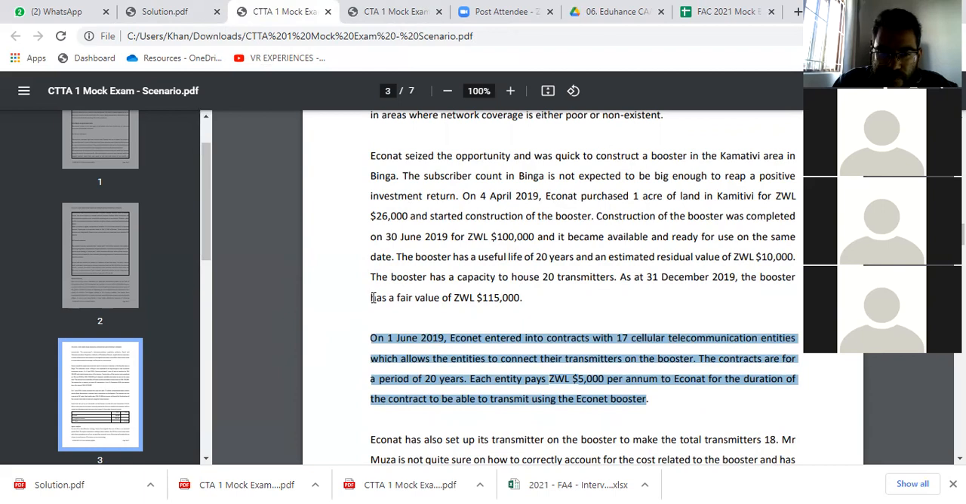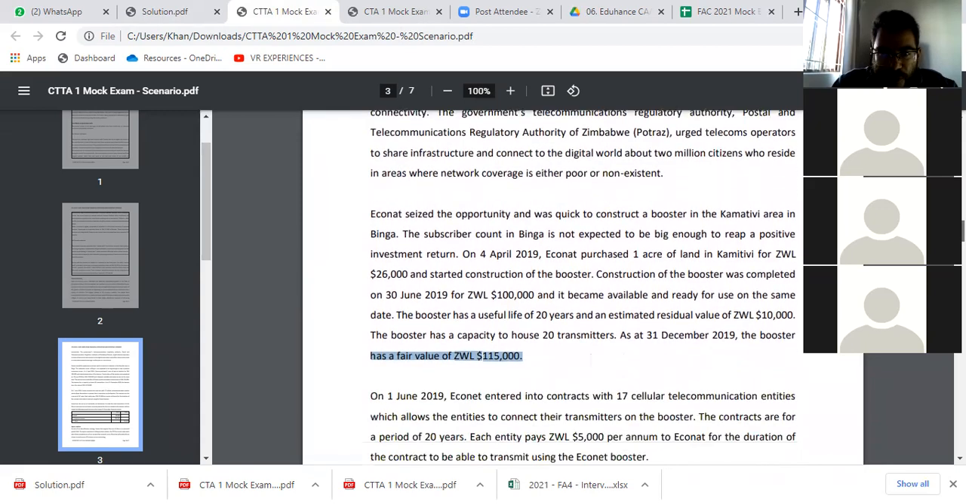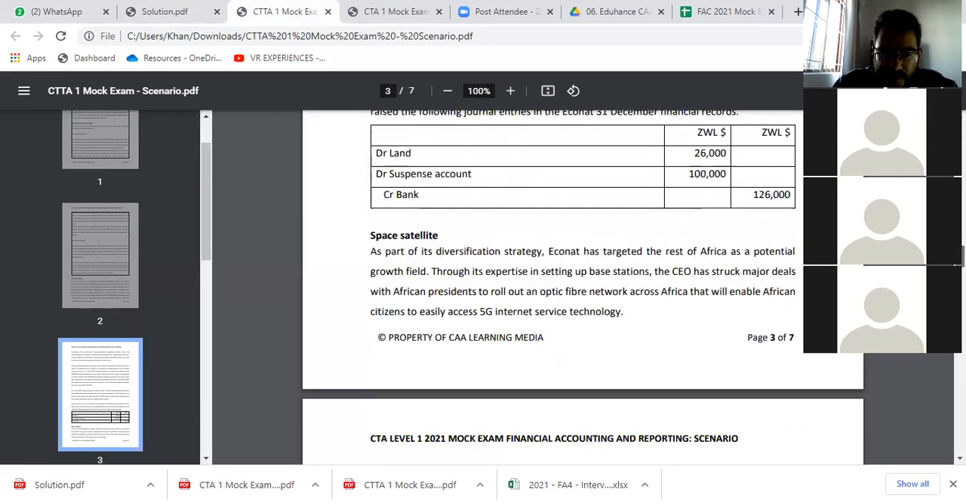Tax allowances are just, what can I say? If you've got an asset that you use, you deduct what we call capital allowances. For the booster, I think it's about 25%. Yeah, that's what I'm saying. How do you know it's 25%? Because they don't tell you here. So must you just know it's 25%?